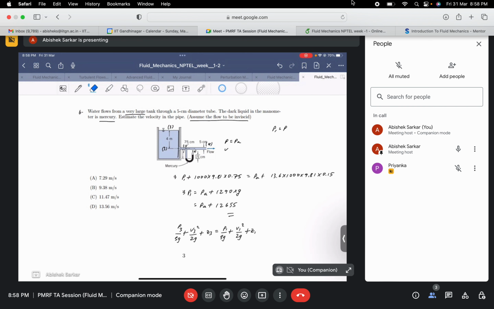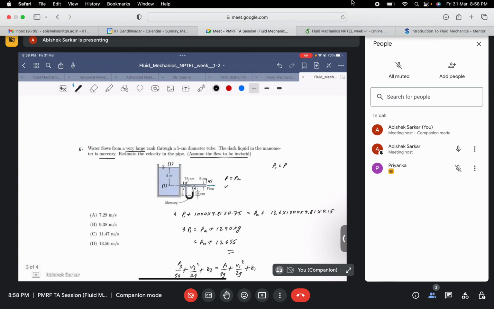So let me give you one hint: a good practice to apply the boundary equation is at the points where you know most of the flow parameters. Here you can see P3 is equal to PA, right? If I choose point 3, yes, sir. V3 would be equal to 0 because the tank is very large, right? V3 would be equal to 0, right?